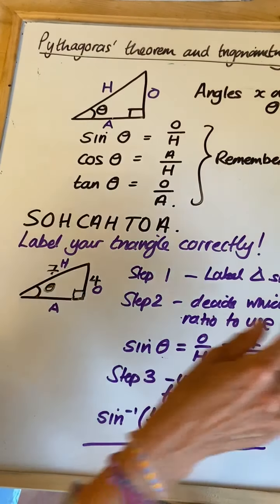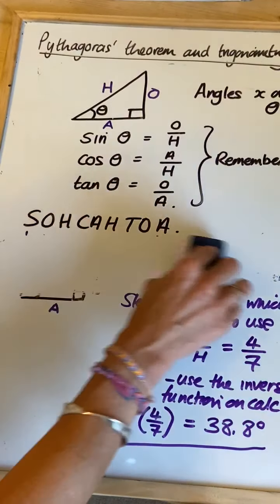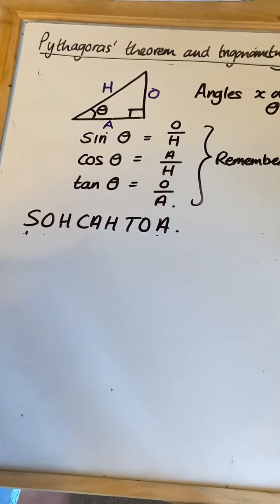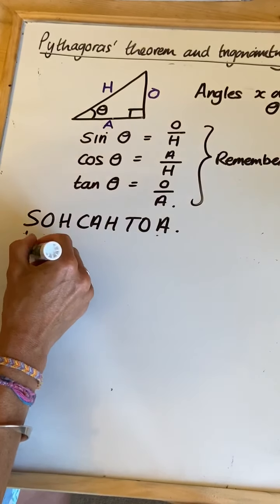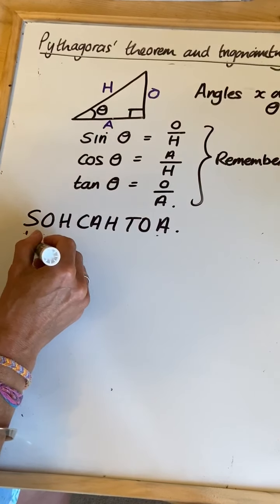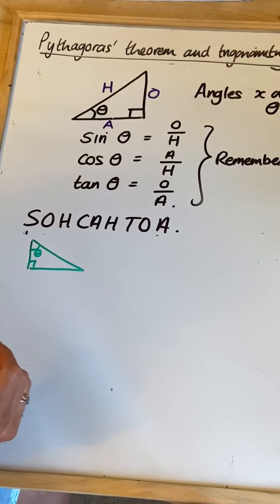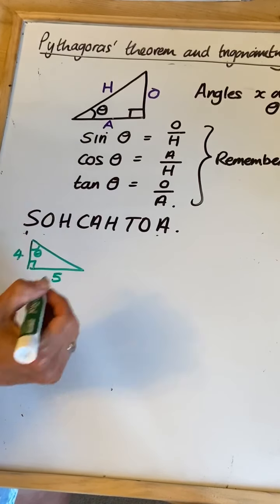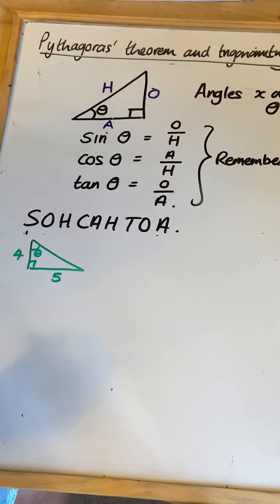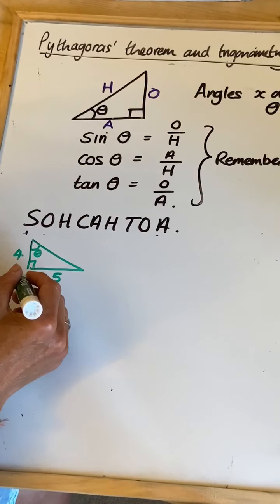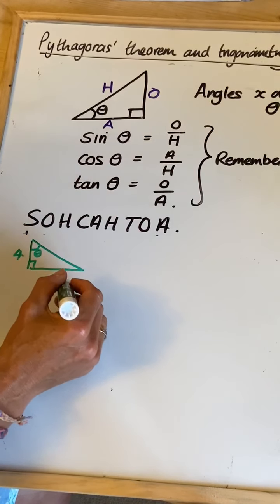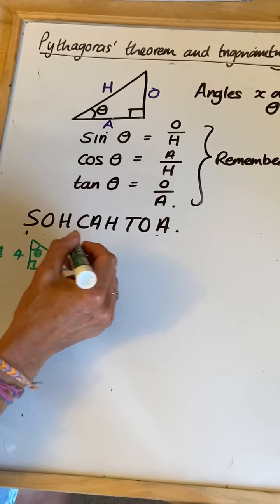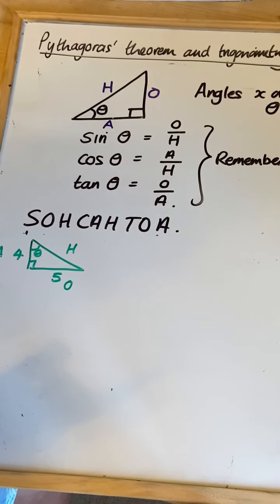Okay, I'm going to do one more example like this. I'm just going to go straight through this one. So here is my right angled triangle. This time my theta is going to be there, my right angle is going to be there. That side length there is 5, that side length there is 4. So first thing you do, label your sides. There's my angle, that is my opposite side, that's my adjacent side, that's my hypotenuse. So I've labelled my sides.